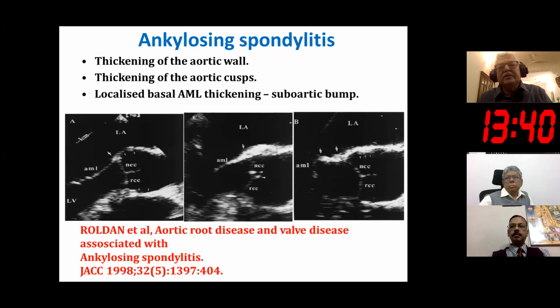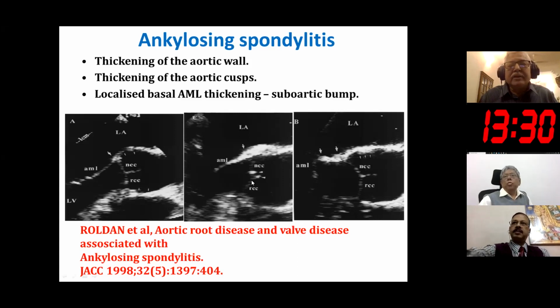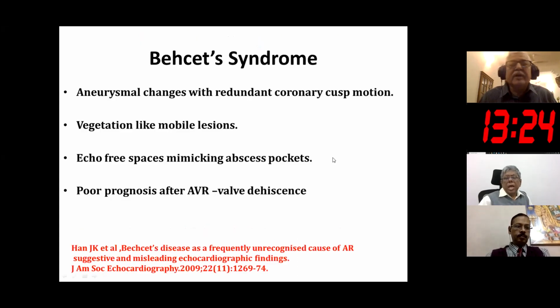Ankylosing spondylitis and Behçet's disease can also produce aortic regurgitation. Ankylosing spondylitis can produce a thickening of the aortic wall itself, leading to regurgitation, or a thickening of the aortic cusps, or the base of the AML, resulting in improper annular contraction.